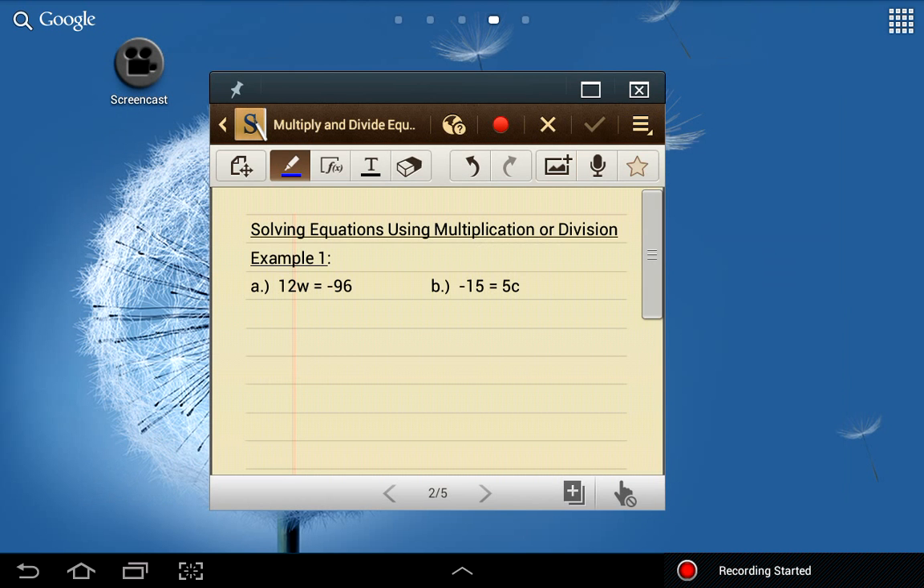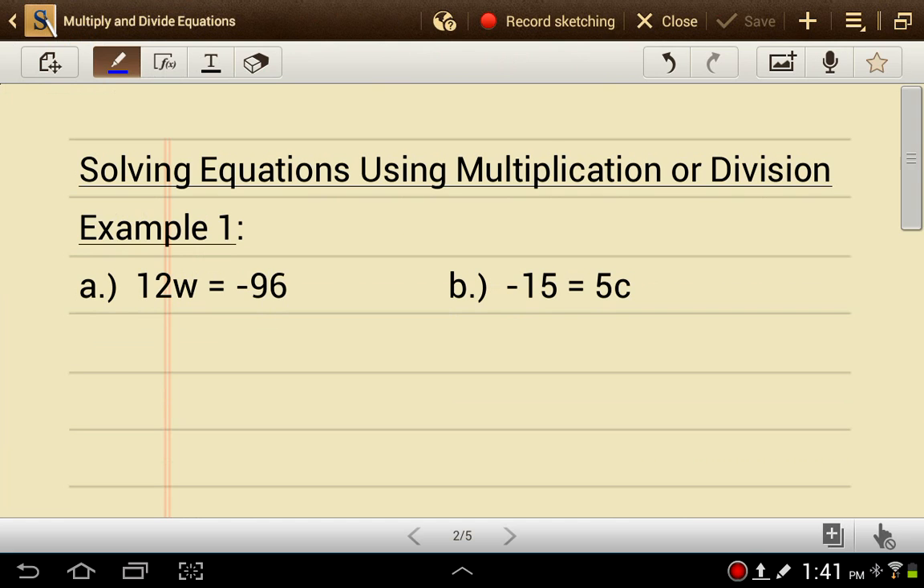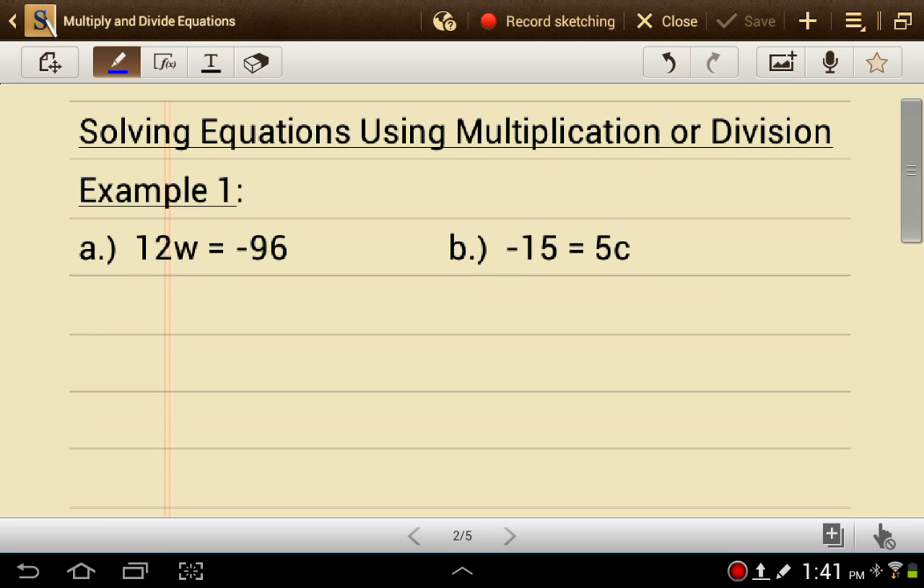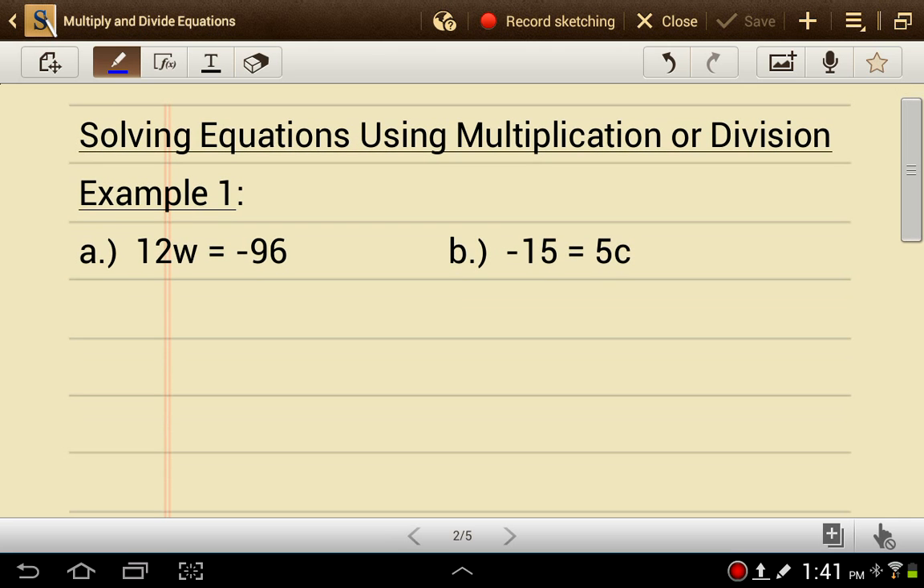Okay, let's get started with this right away. Today we are going to talk about solving equations using multiplication or division. In example 1, we are going to be using division to solve our first problems here.